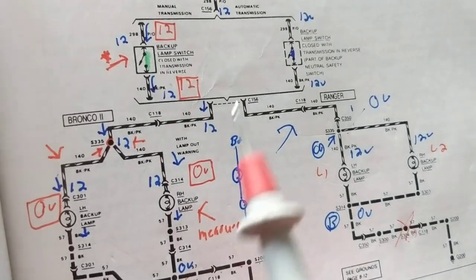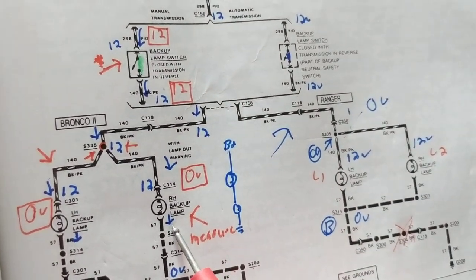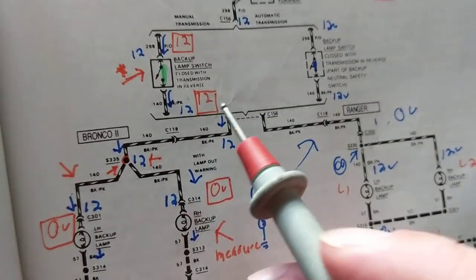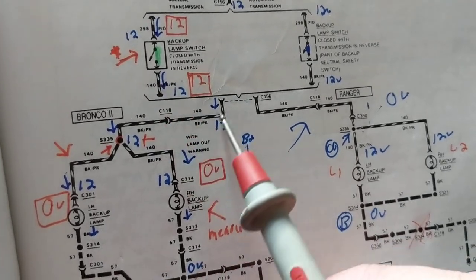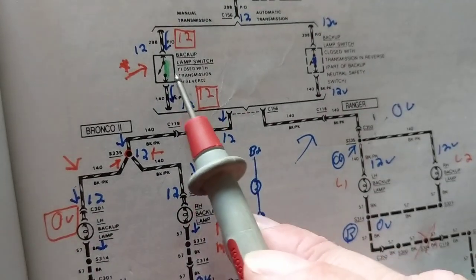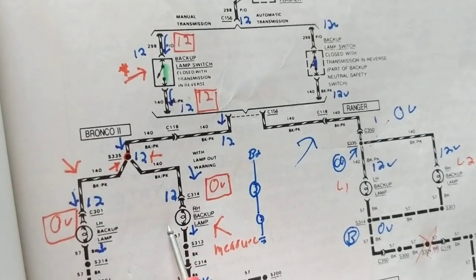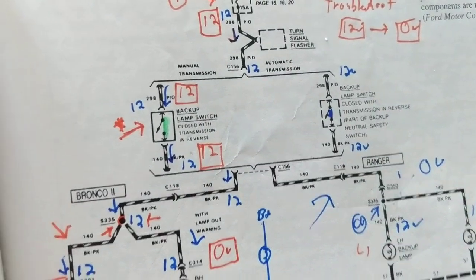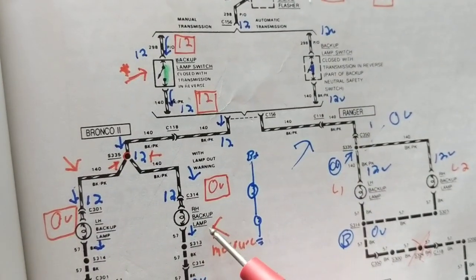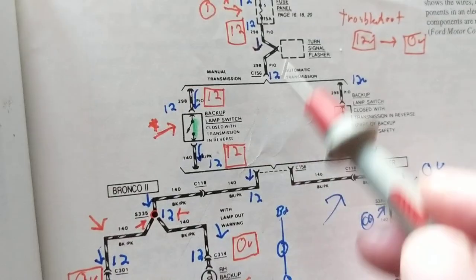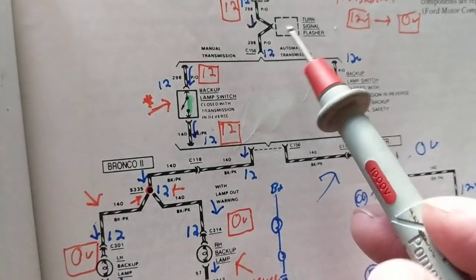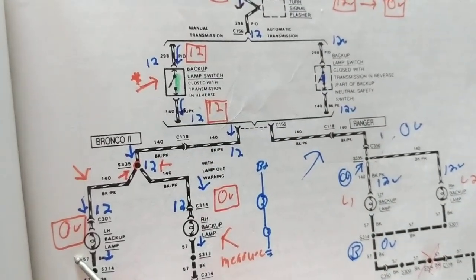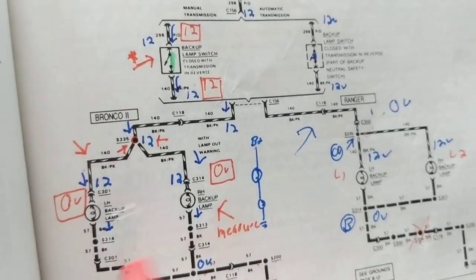Fine. If this light is out, the right one is out, can it be the switch is bad? No. Why? Because the switch is responsible for both lights. If this switch was bad, it would knock out both lights. If this fuse was bad, let's say the right is out, can the fuse be bad? No. Why? Because the fuse is also common to the other one. If the fuse was bad, both of them would be knocked out.